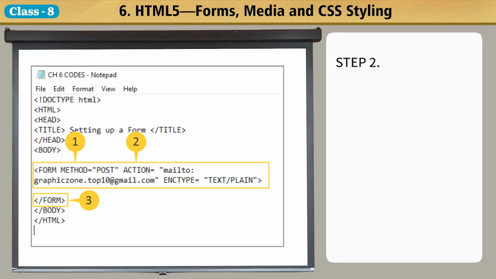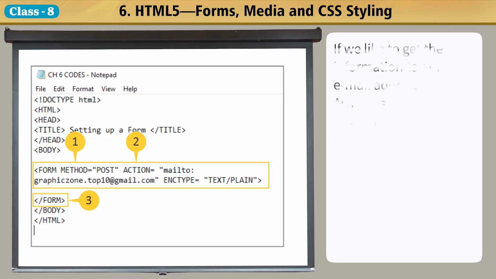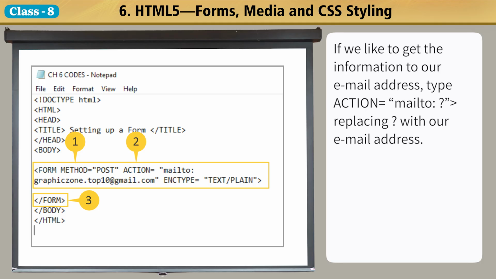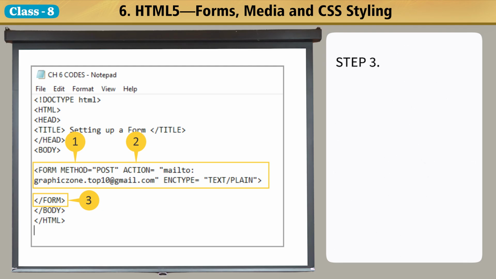Step 2. Type with the location of our CGI script on our web server that will process the information submitted by our form. Or if we would like to get the information to our email address, type with our email address. If we want to receive the information as text in our email, type in the form tag. Step 3. Type to complete the form.